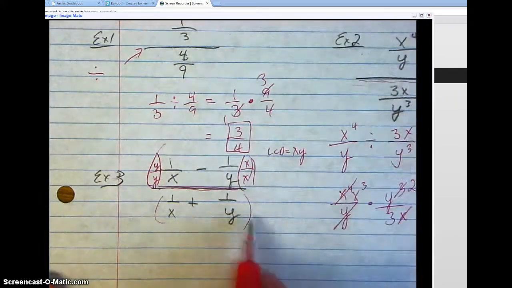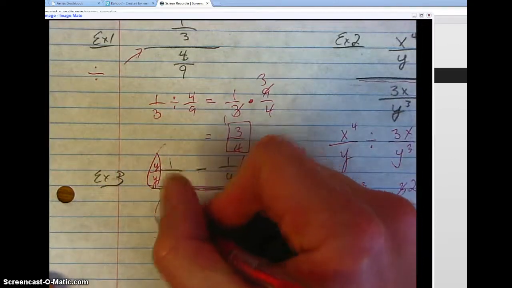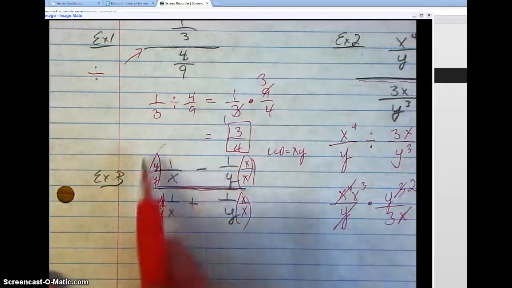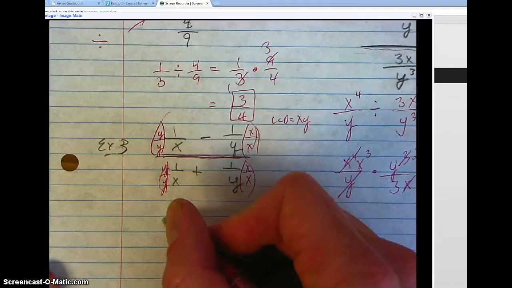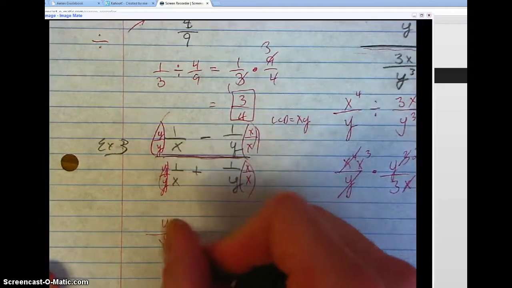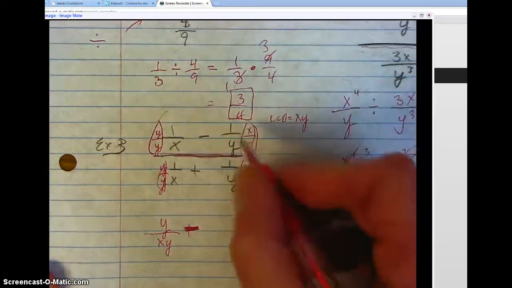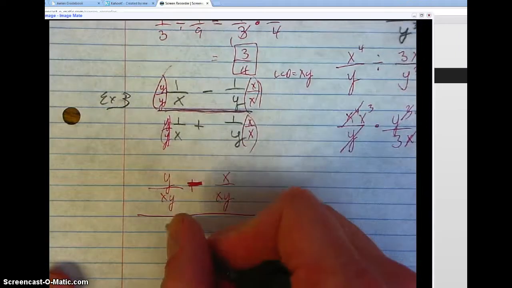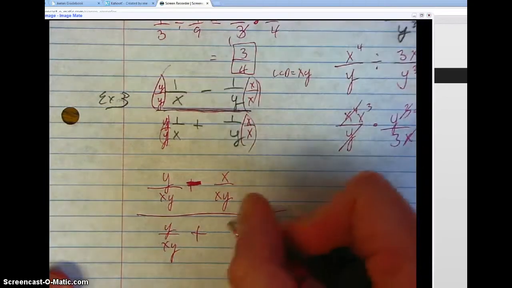Now let's talk about the bottom too, since we're at it. Don't they both also have an LCD of xy? Which hopefully you can see that one needs a y and one needs an x. So now let's get these fractions simplified. 1 times y is y over xy, minus, I'm doing the numerator, x times 1 is x over xy, over y over xy plus x over xy.